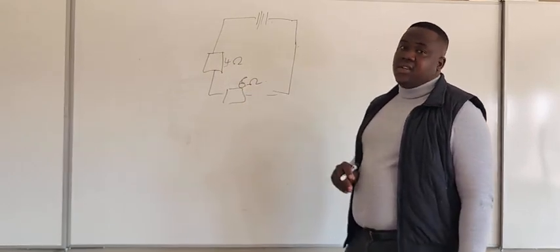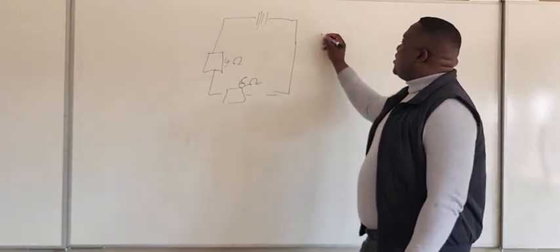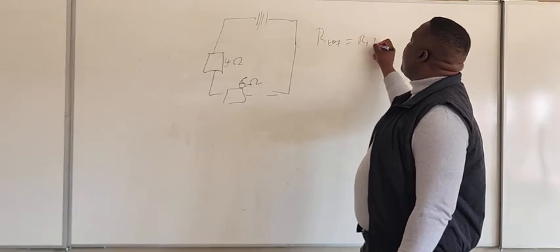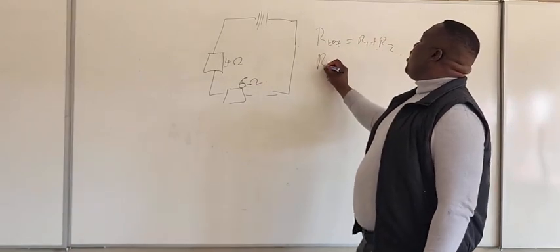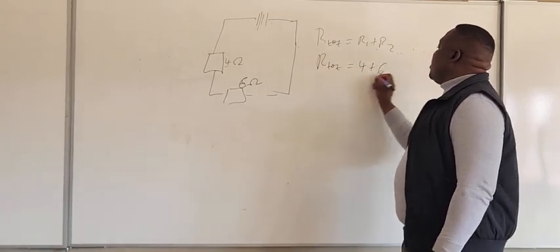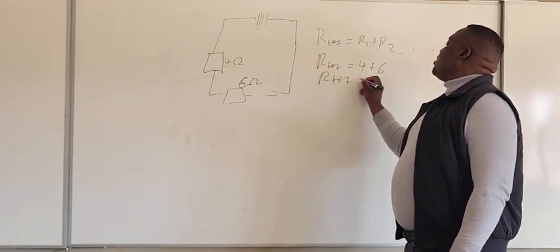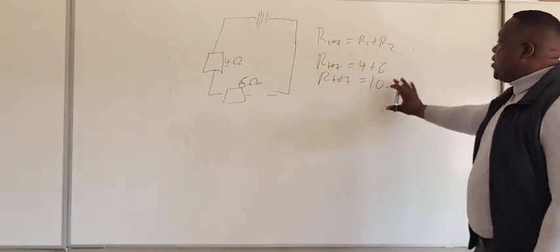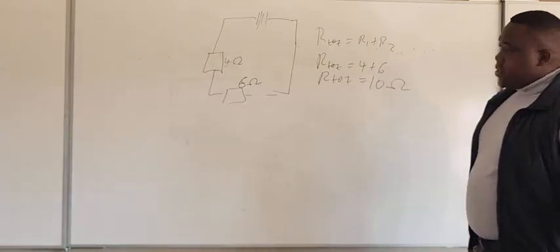You can see, right? It means the total resistance here is R tot, which is equal to R1 plus R2, R tot, which is equal to 4 plus 6. R tot is equal to 10 ohms. Okay, you can see we have 10 ohms, right?